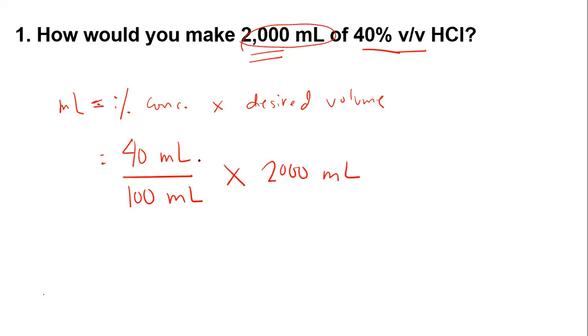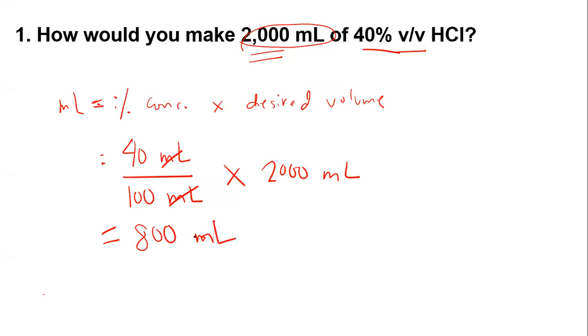Okay? So don't forget to cancel the units, okay? Para hindi kayo mawala and para malaman ninyo kung ano yung unit na mare-retain for the final answer later. So you can cancel here yung ating mL. So ang matitira na lang po is yung isang mL dito. Okay? So using now your calculator, you solve. So that's 40 divided by 100 times 2,000. And ano po yung answer? Ang answer po dito ay 800 mL.